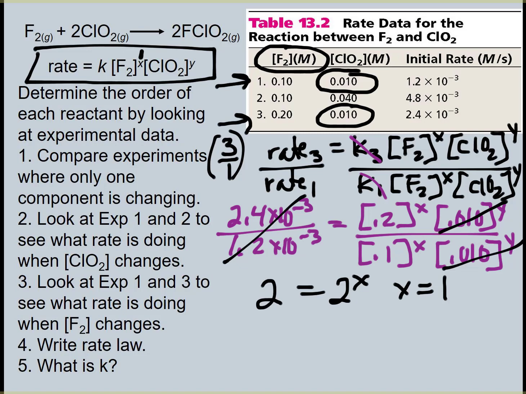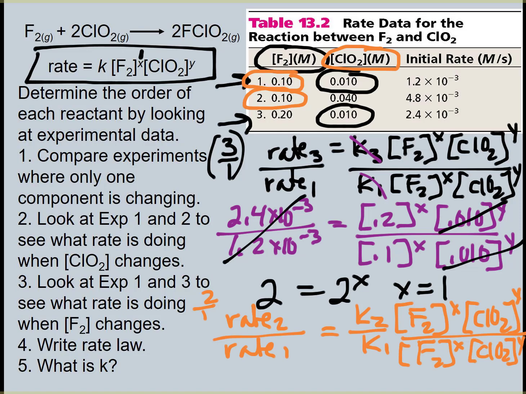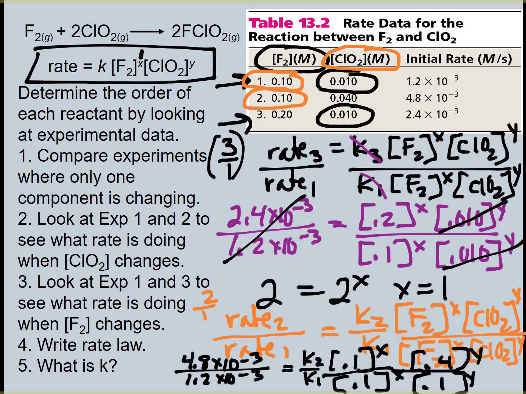So I want to pick two experiments where now the other reactant stays the same. I can see that the reactant stays the same with the first and second experiments. I'm going to put the second one on top and the first one on the bottom. So I have the second one divided by the first one. Let's put in our numbers now. I have 4.8 times 10 to the minus 3 divided by 1.2 times 10 to the minus 3, and when I work that out, that becomes a 4.